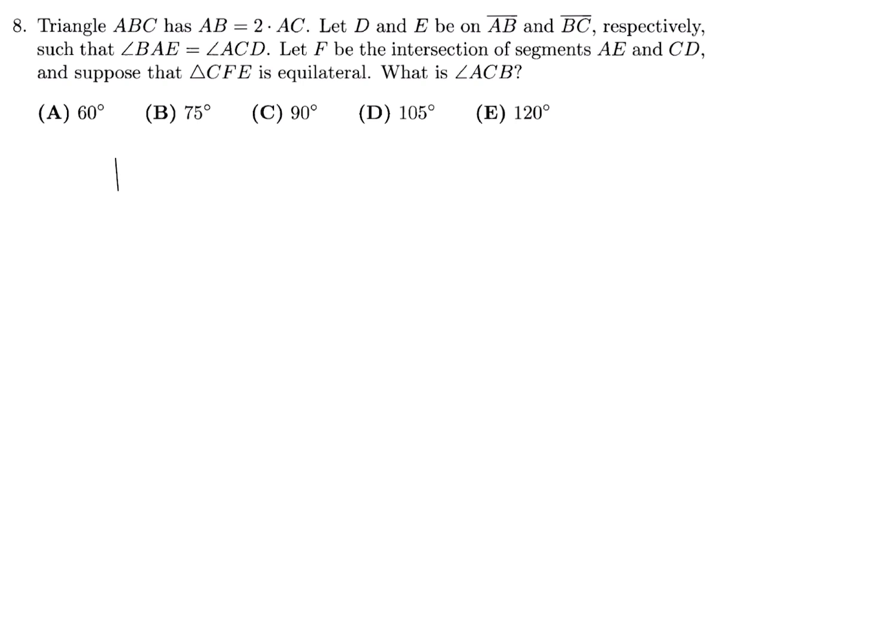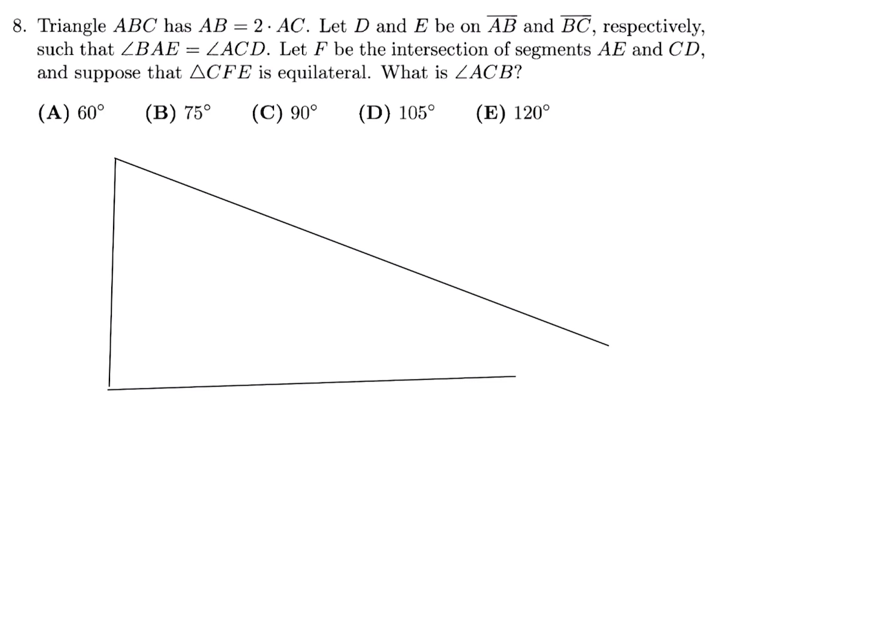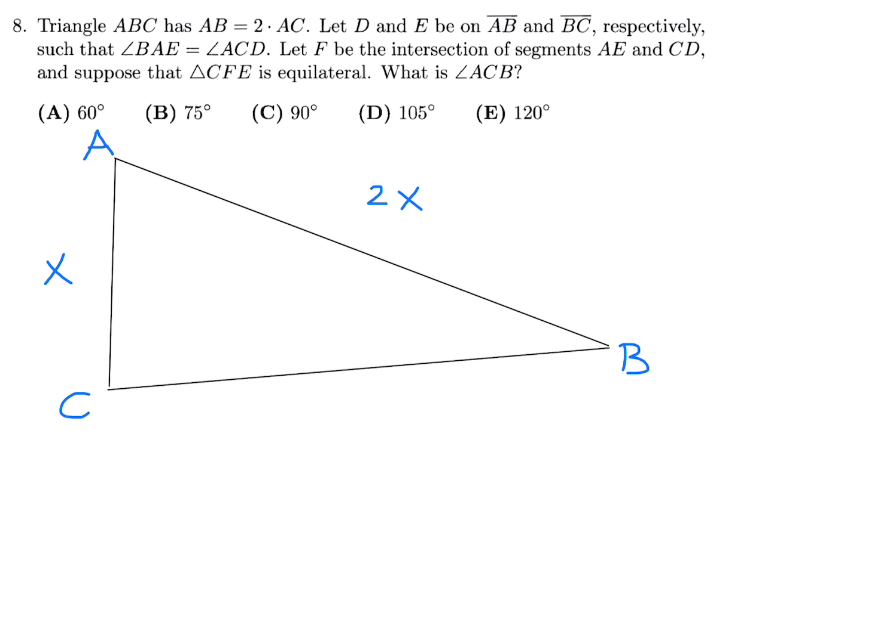All right, so let's draw a diagram. I don't know what this triangle looks like, but let's just draw a big one because I think we're going to have to label a lot here. And probably not the most drawn to scale diagram, but that's okay. So this will be A, this will be B, and this is C. And they're telling me that AB is 2 times AC. So if this is X, this is 2X, something like that.